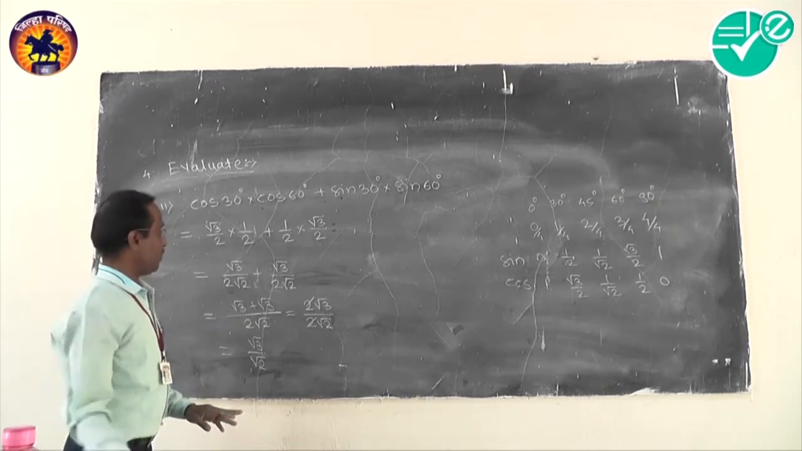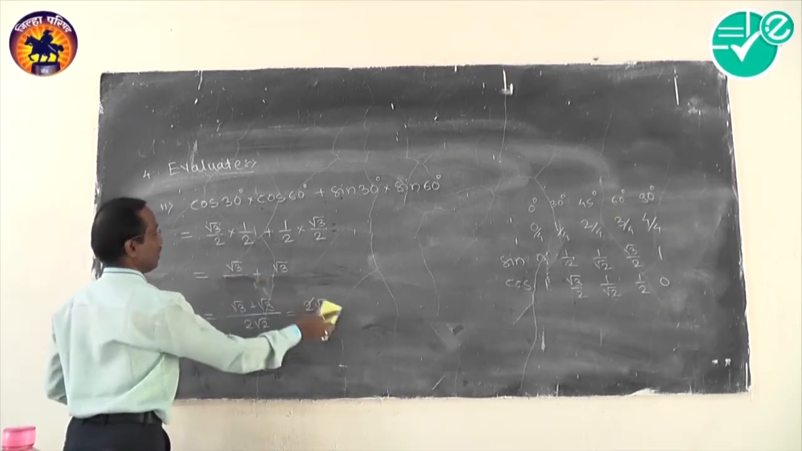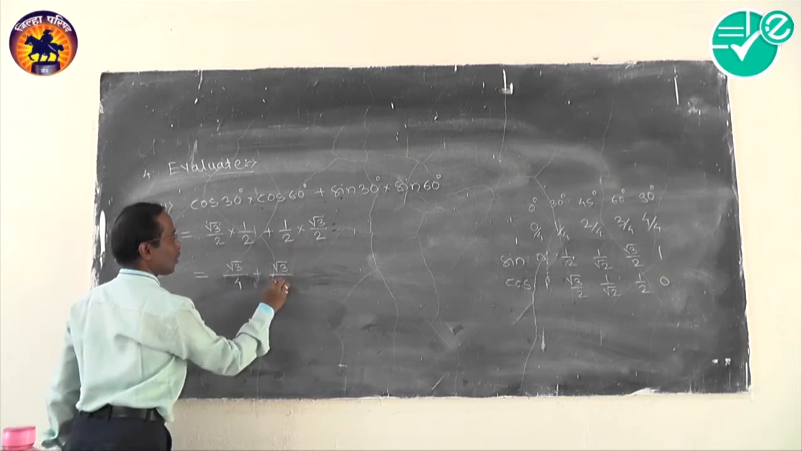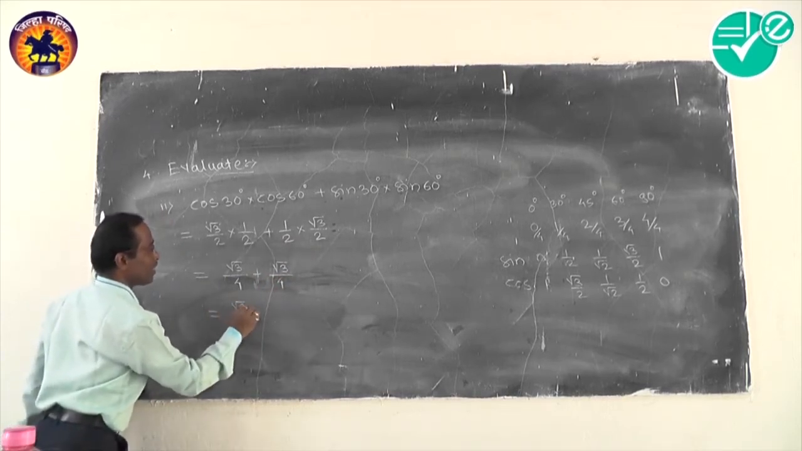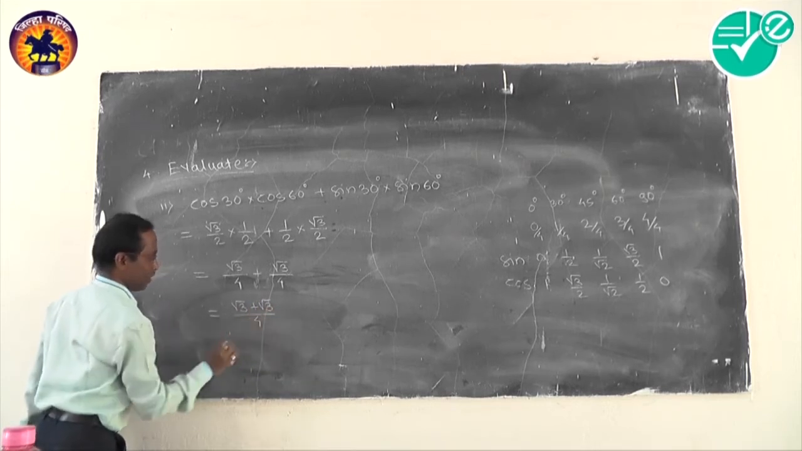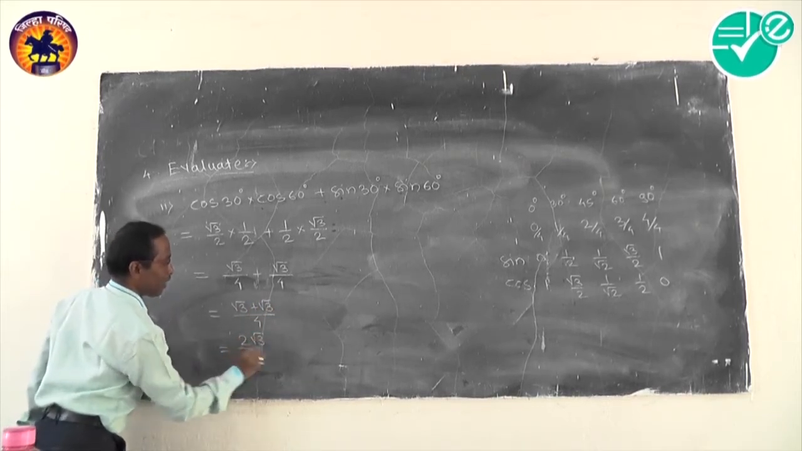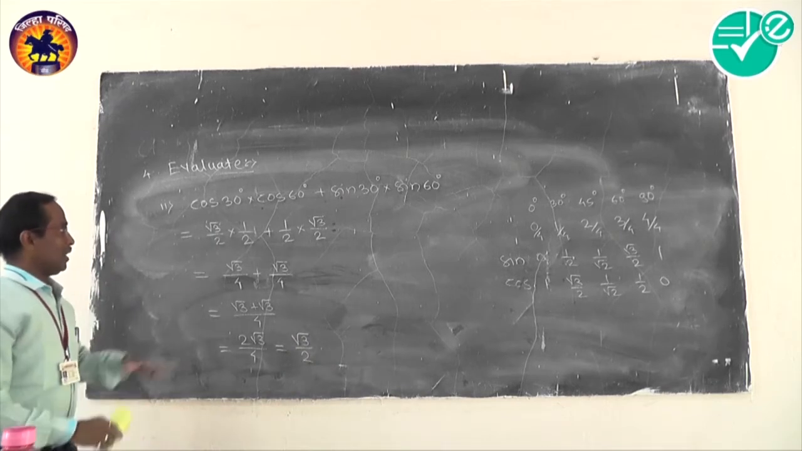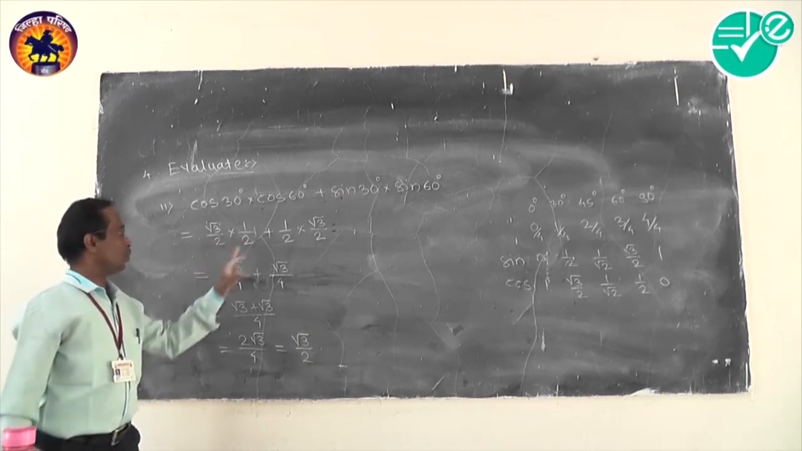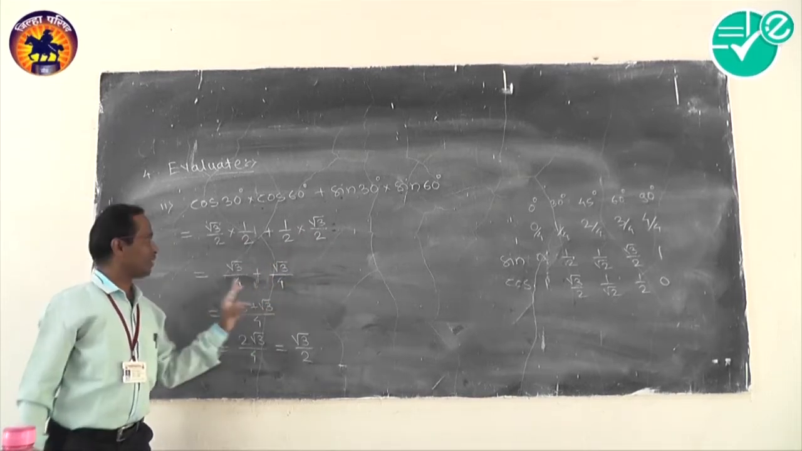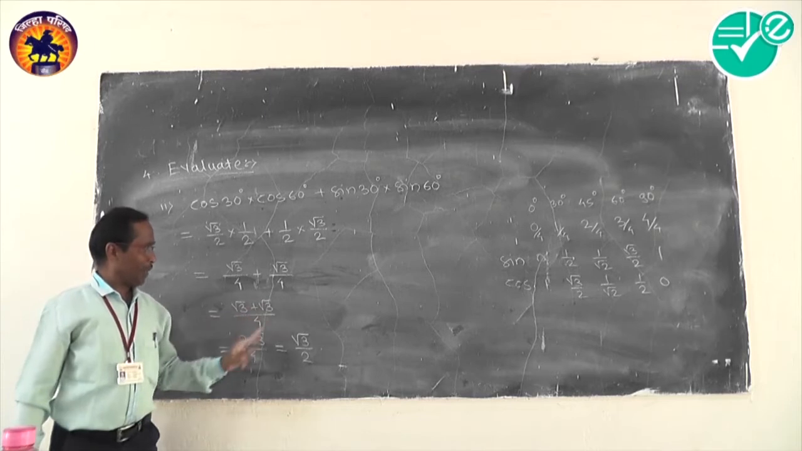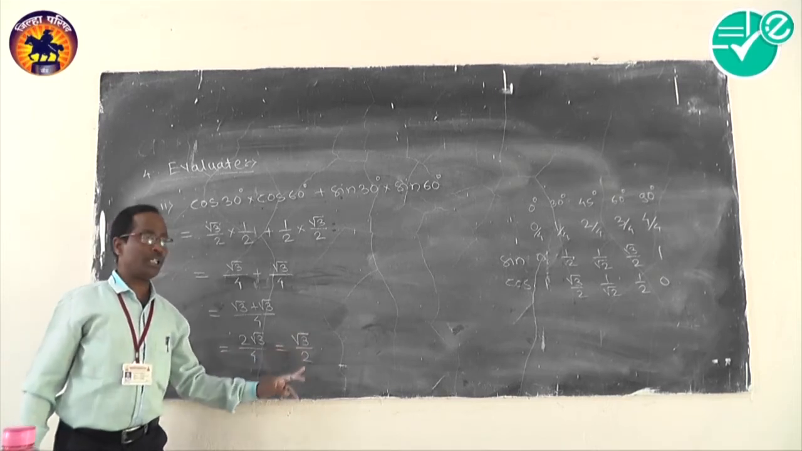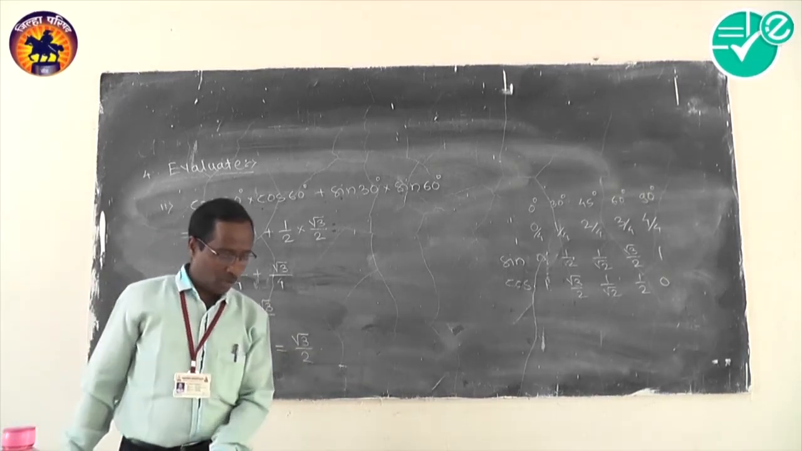Sorry, one minute. The denominator contains only 2 and 2, and 2 into 2 becomes 4, 2 into 2 becomes 4. The denominator is the same, so add the numerators: root 3 plus root 3 upon 4, which is 2 root 3 upon 4. 2 ones are 2, 2 twos are 4, so we get root 3 upon 2. This is the value of this trigonometric expression.